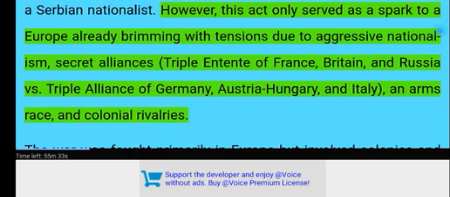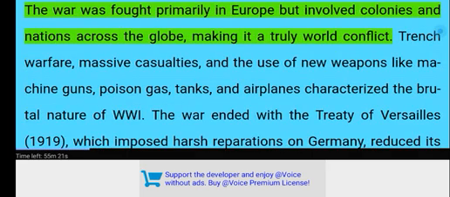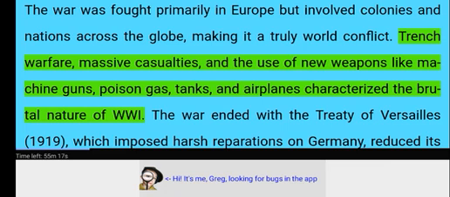However, this act only served as a spark to a Europe already brimming with tensions due to aggressive nationalism, secret alliances, the Triple Entente of France, Britain, and Russia versus the Triple Alliance of Germany, Austria-Hungary, and Italy, an arms race, and colonial rivalries. The war was fought primarily in Europe but involved colonies and nations across the globe, making it a truly world conflict. Trench warfare, massive casualties, and the use of new weapons like machine guns, poison gas, tanks, and airplanes characterized the brutal nature of World War I.